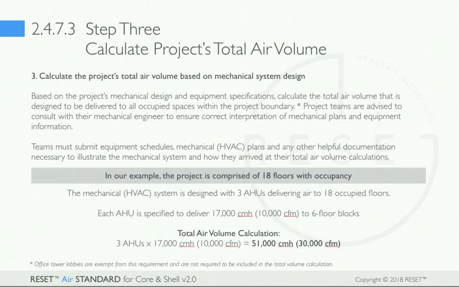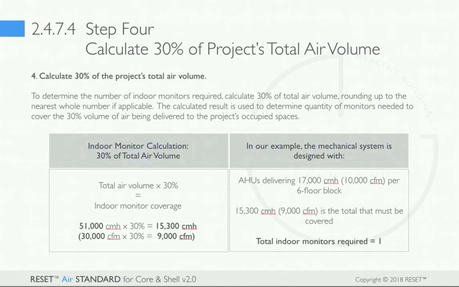So, air handling levels. The total air volume calculation is therefore simple math. 3 air handling units times my CMH, or CFM, to yield a total of 51,000 CMH, or 30,000 CFM. Again, these are easy calculations made when you have the information from your mechanical engineer and your equipment schedules. So calculating 30% of that, because that is the standard as outlined in RESET Air for Core and Shell, 30% of the project's total air volume must be calculated.